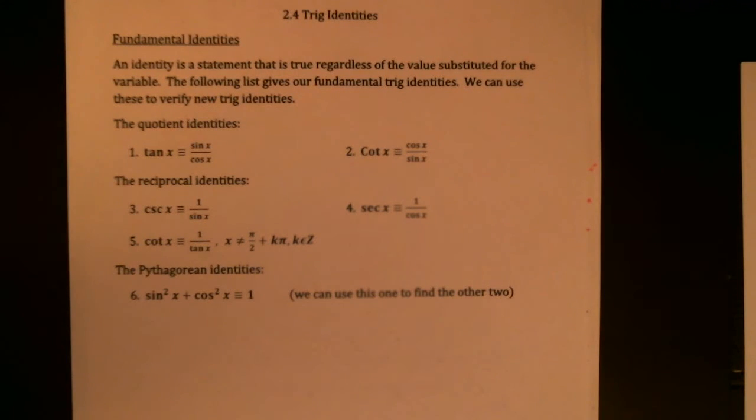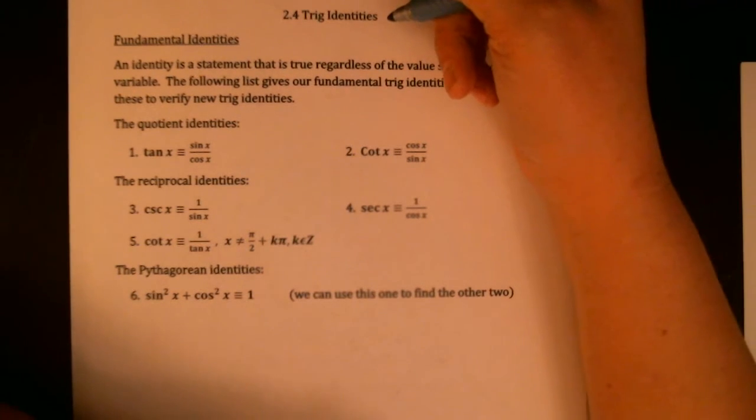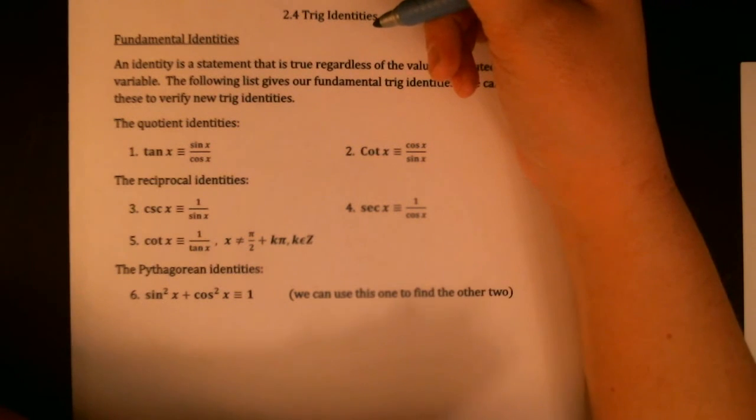Hi everyone, in this video we're going to talk about some of the tools that you're going to need to verify trig identities. So we need to start off with what is an identity, and then from there get a list of our fundamental trig identities that we are allowed to just assume are true and then use to verify other potential trig identities.